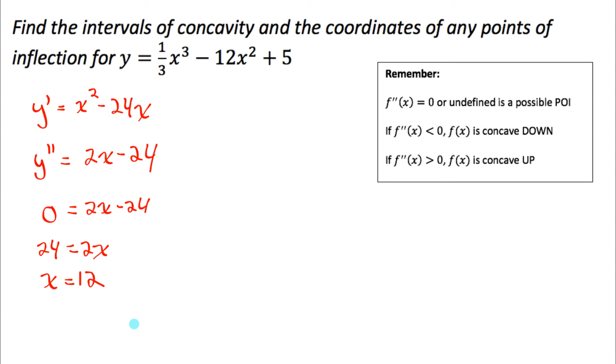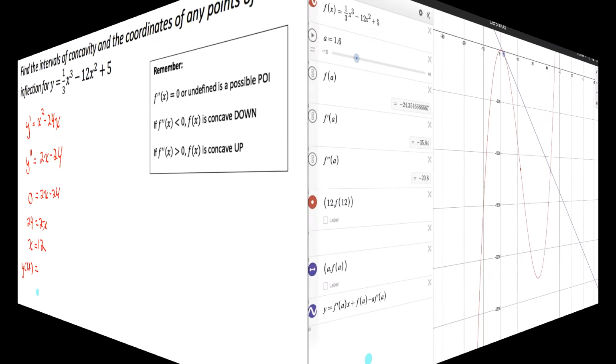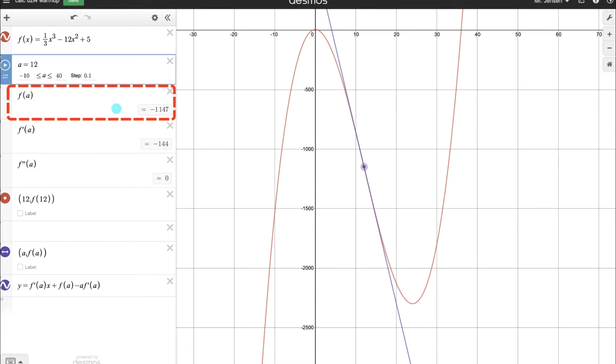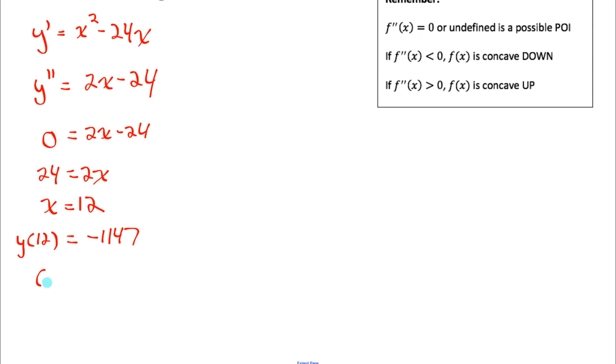And keep in mind, it says we want a point of inflection. Every point has an x and a y coordinate. So there's the x coordinate. How about the y coordinate? So where is the function when x is 12? So I'd plug 12 into this original function, and I'll evaluate what is the y value when x is 12. And I actually have this in Desmos for me. Let me set x to 12. And it says the y value is negative 1,147. So the point 12, negative 1147, is what we call a possible point of inflection.